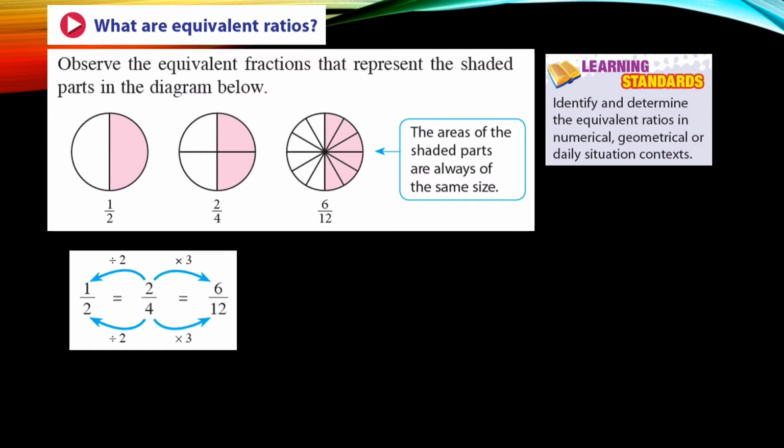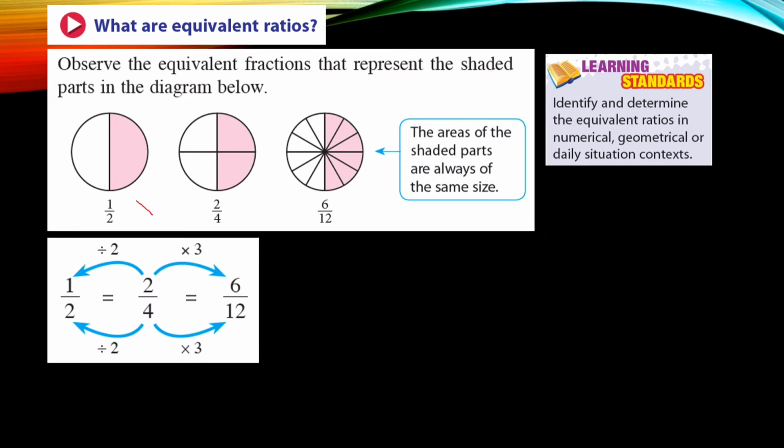Look at this one. 1/2. For this one, 2/4. And the area of the shaded part here is 3/6/12. If you look at all these three areas that are shaded, the areas of the shaded part are always the same size. 1/2 equal 2/4 equal 6/12.